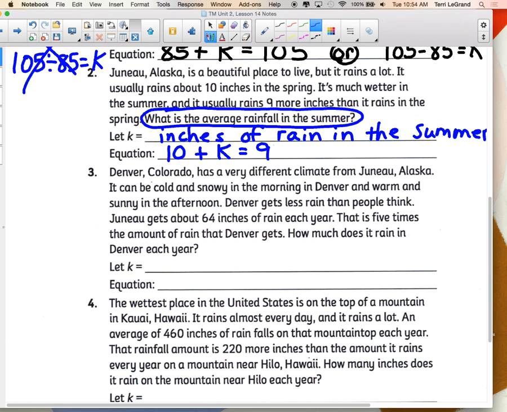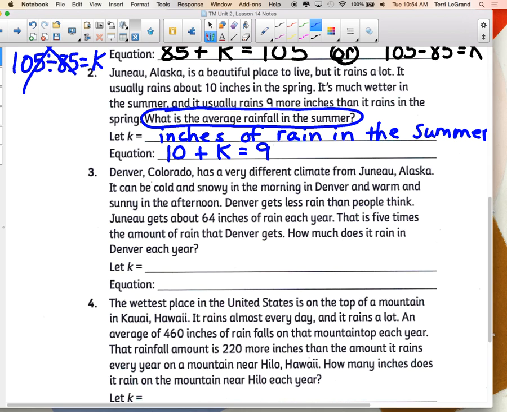So that kind of says then, here's what your equation says, Harley. It says, take the number of inches it rains in the spring, add to it the number of inches it rains in the summer, and you're going to get 9. So 10 inches in the spring plus K inches in the summer should equal 9. Well, first of all, what added to 10 would give us 9, class?